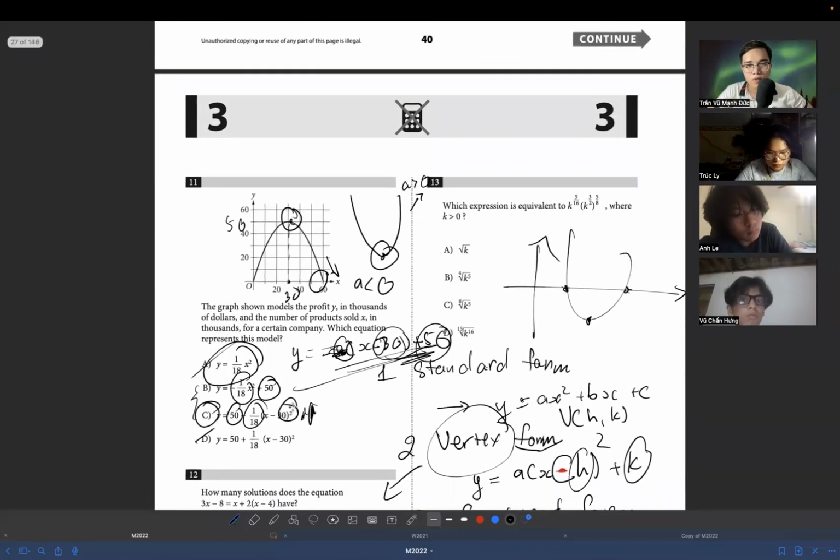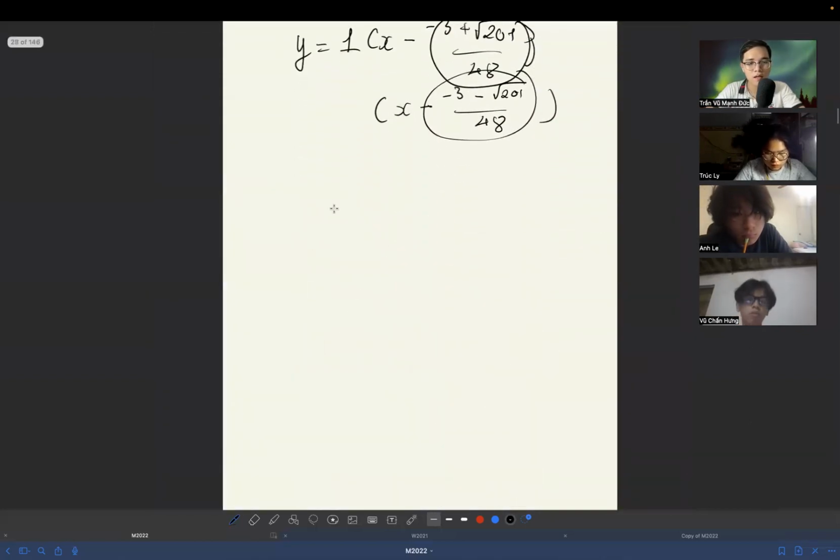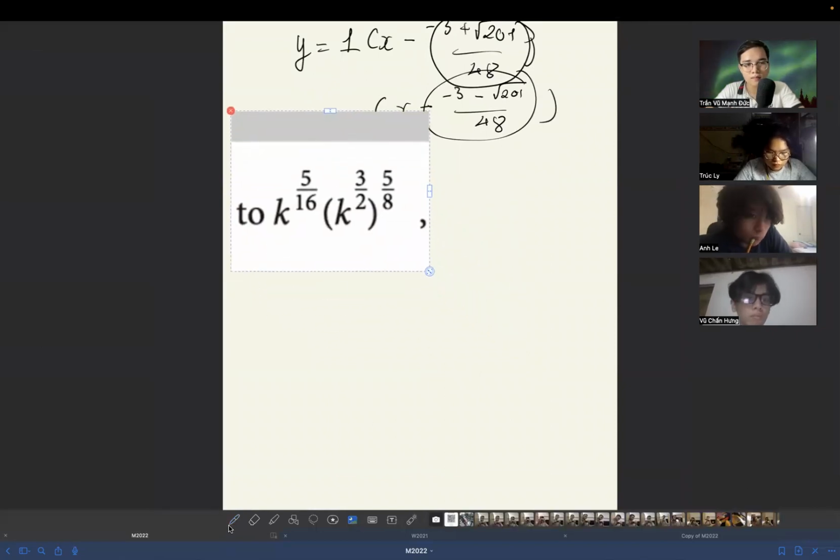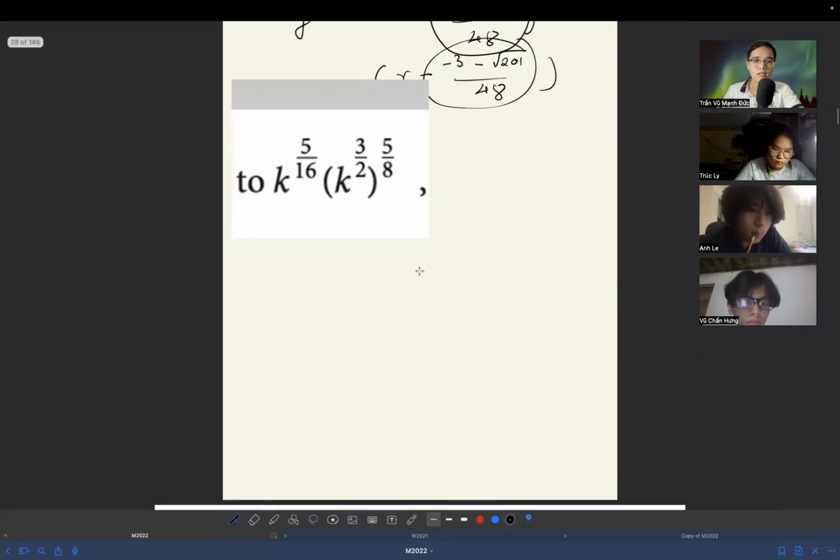Which expression is equivalent to K5? Let me rewrite this. Can I just screenshot this? Let's see if I can screenshot this. Yes, I can. Surprising. All right, which equals to this?